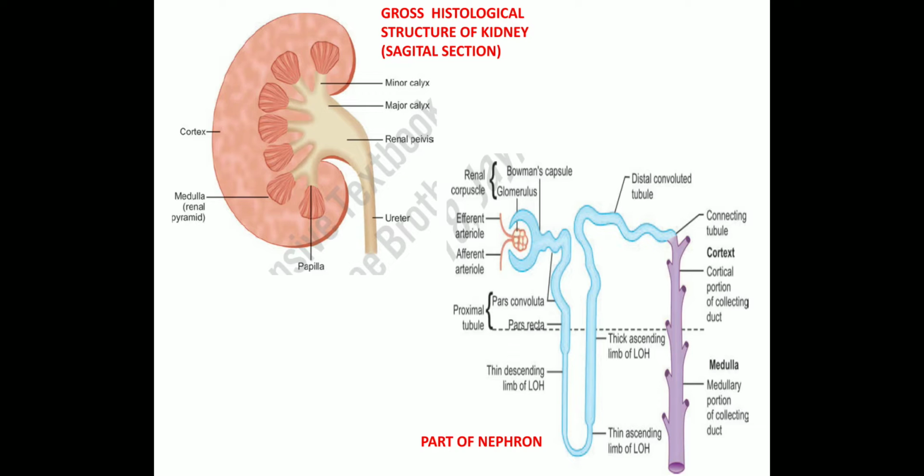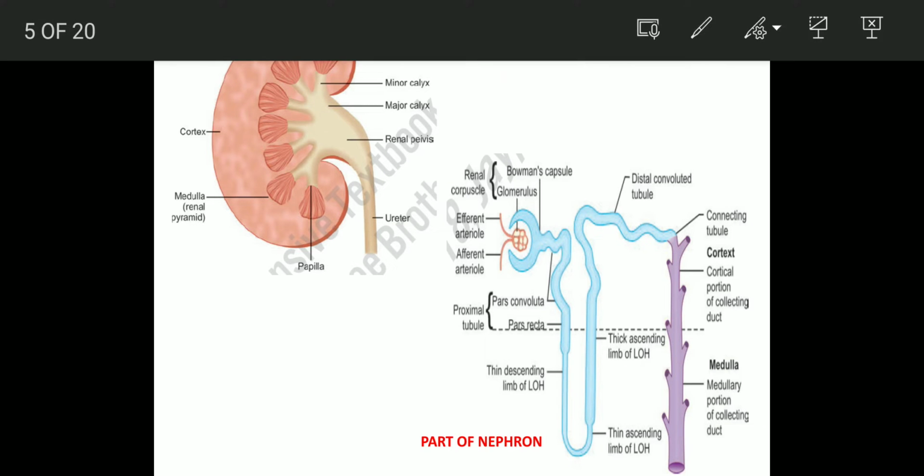Coming to the gross structure of the kidney, here we can see a sagittal section of the kidney. What are the components seen in the sagittal section? You can see the minor calyx, the major calyx, and the renal pelvis. You people have studied this in your anatomy. Then there is the ureter, the papilla, the medulla, which is called the renal pyramid, and the cortex.